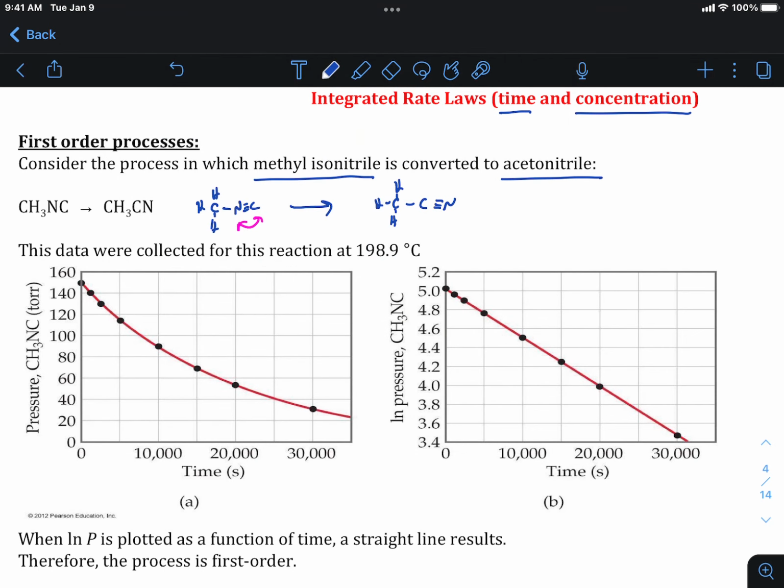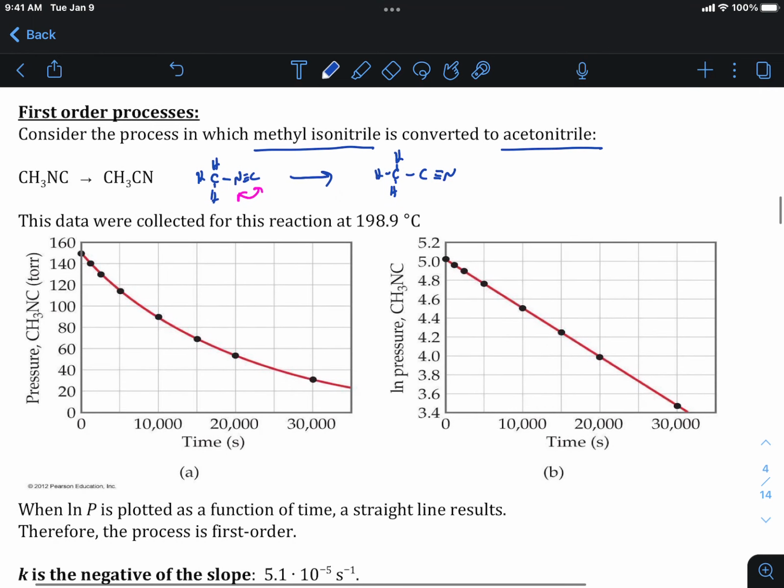Okay, so we collect data for this, and because this is gaseous, we are collecting the CH3NC. I'm sorry, that's the pressure of the reactant. We're graphing the pressure as this reaction takes place, and obviously you can see the pressure goes down as the reaction proceeds along. We have less and less and less of the reactant. Right, which is expected. We talked about why this is.